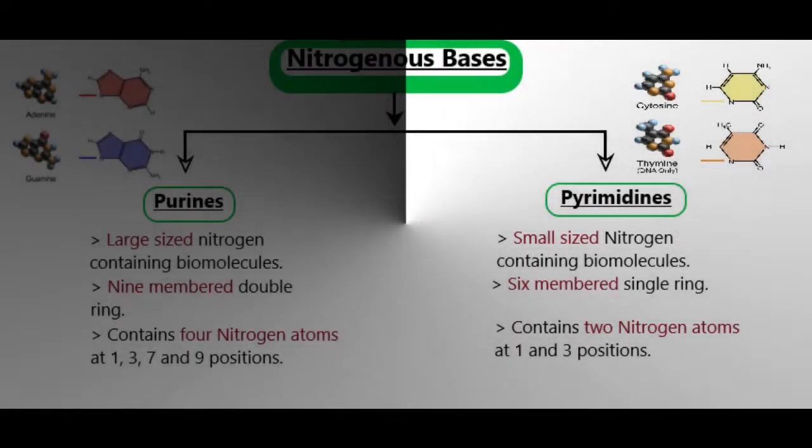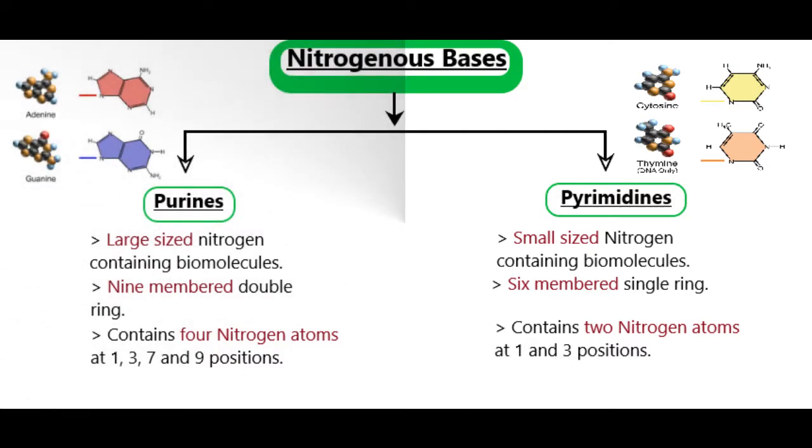Purines are large size nitrogenous compounds containing 9-member double ring. They contain nitrogen atoms at 1, 3, 7 and 9th position. The name purine is small but structure is double ringed structure, and the name pyrimidine is large name but these nitrogenous bases have a small size nitrogen containing biomolecules. These are single ring compounds. They contain two nitrogen atoms at 1 and 3 position.